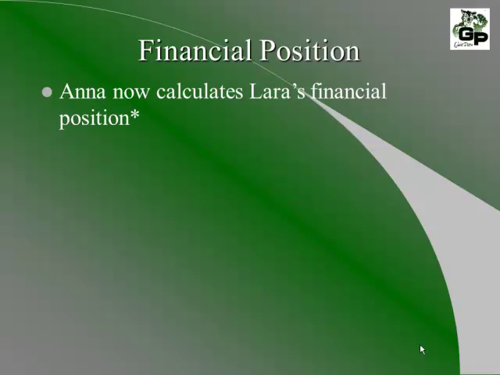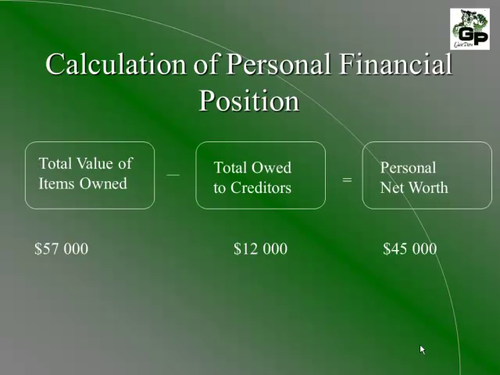Anna now calculates Laura's financial position. The way you calculate personal financial position is by taking the total value of the items owned, in this case $57,000, and you subtract the total that is owed to creditors, which in this example is $12,000. So $57,000 minus $12,000 equals $45,000. This becomes the personal net worth.